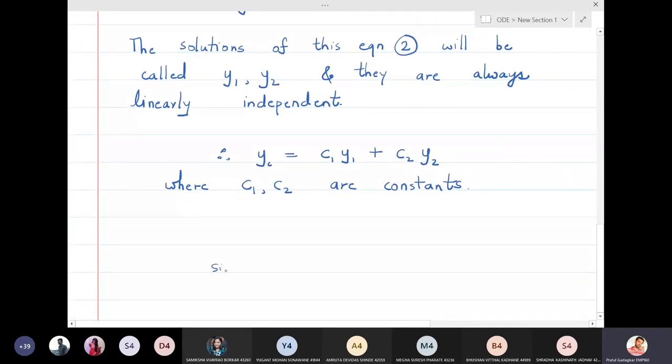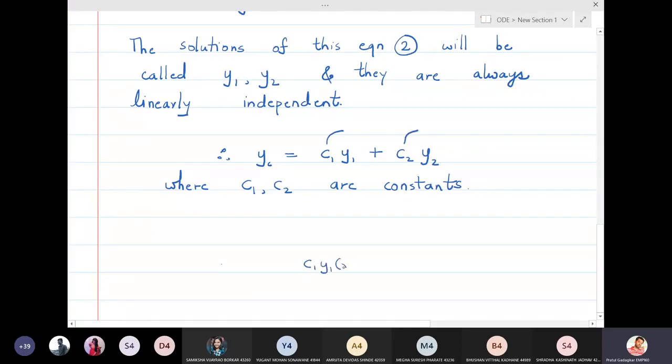Means if somebody gives me that sine x and cos x are two solutions, then I can say that 3 sine x plus 2 cos x is also a solution. I can say 4 sine x plus 5 cos x is also a solution, because they are any constants, they are arbitrary constants. Okay, so what we will do is we will now convert these constants into parameters. Parameter means they will be depending on x. Now here c1 and c2 do not depend on x. Who depends on x?